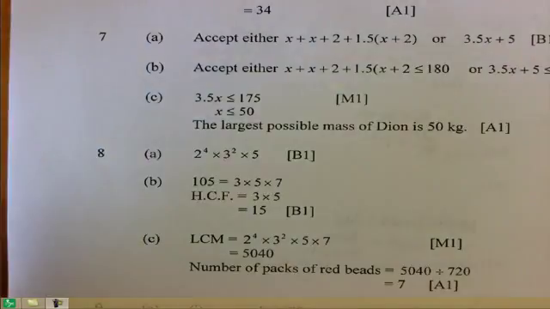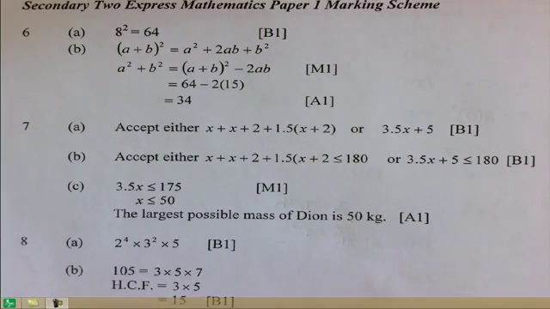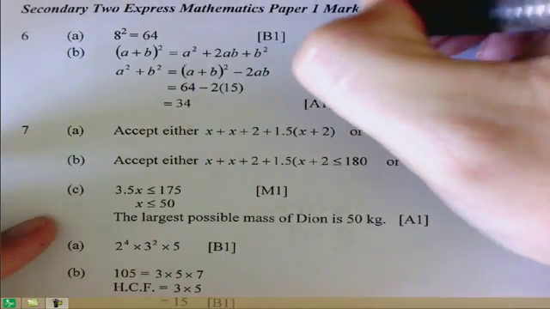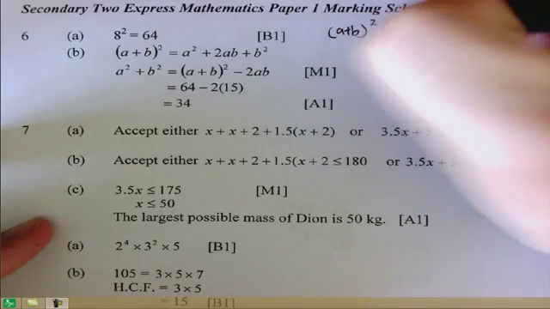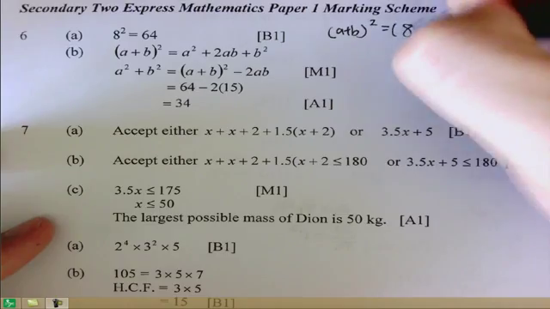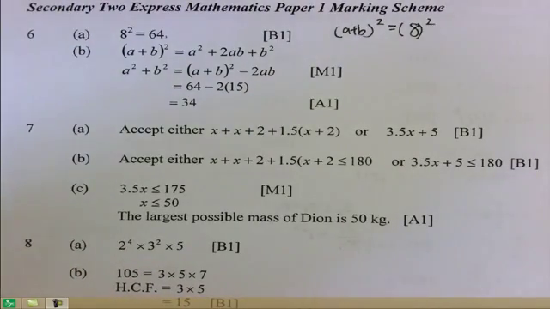Now we move on to question 6. Question 6 is: given that A plus B equals 8 and AB equals 15, find the value of (A plus B) squared. So (A plus B) squared is simply (A plus B) squared, and we know that the value of A plus B is 8. So all we need is 8 squared. Hence we get 64 there.